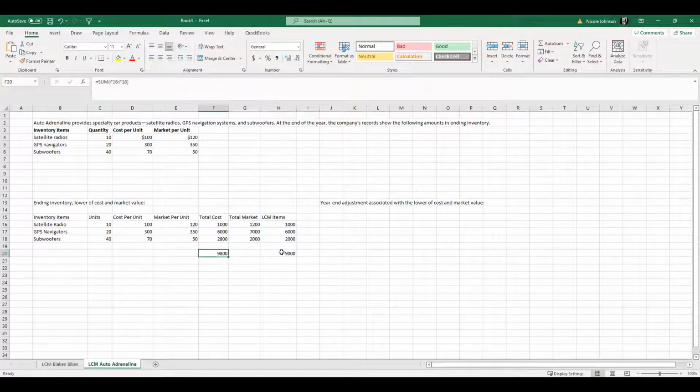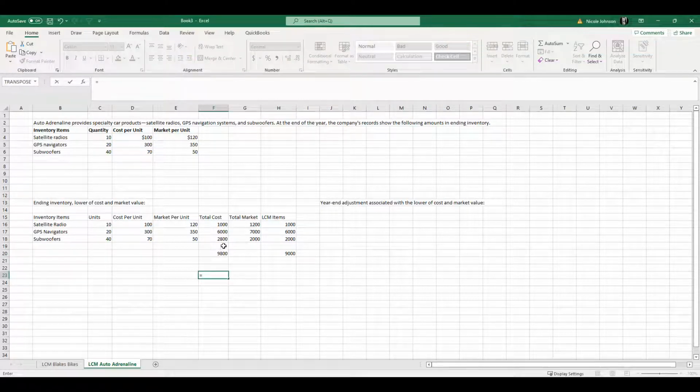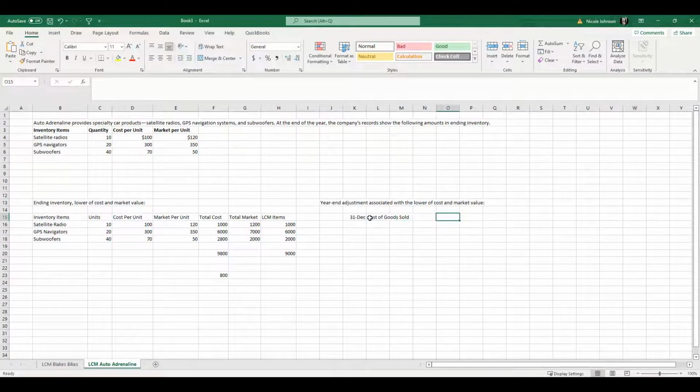So we've got a difference here between our cost and our lower cost and market. And the total cost was $9,800. Lower cost and market is $9,000. So we're going to need to make a journal entry for total cost minus lower cost and market, $800. Here's that journal entry, December 31st. We're going to debit cost of goods sold for $800. We're going to credit merchandise inventory for $800.